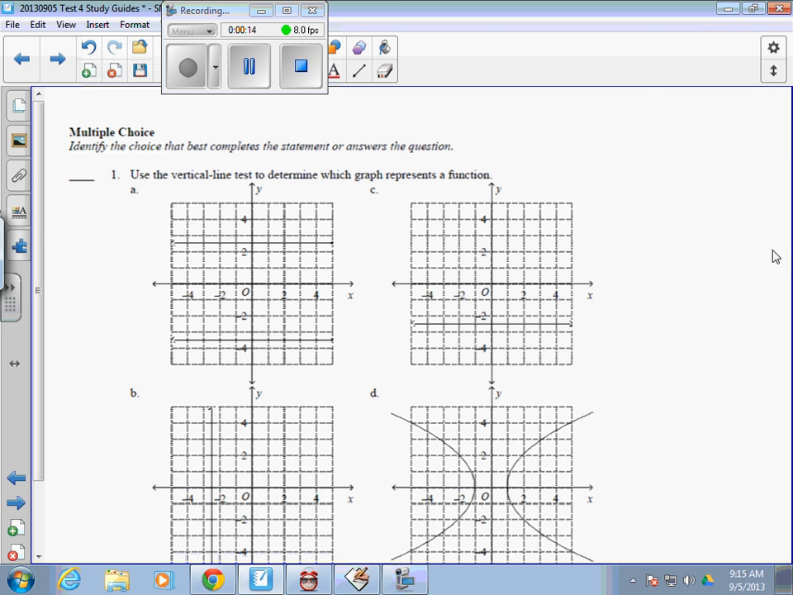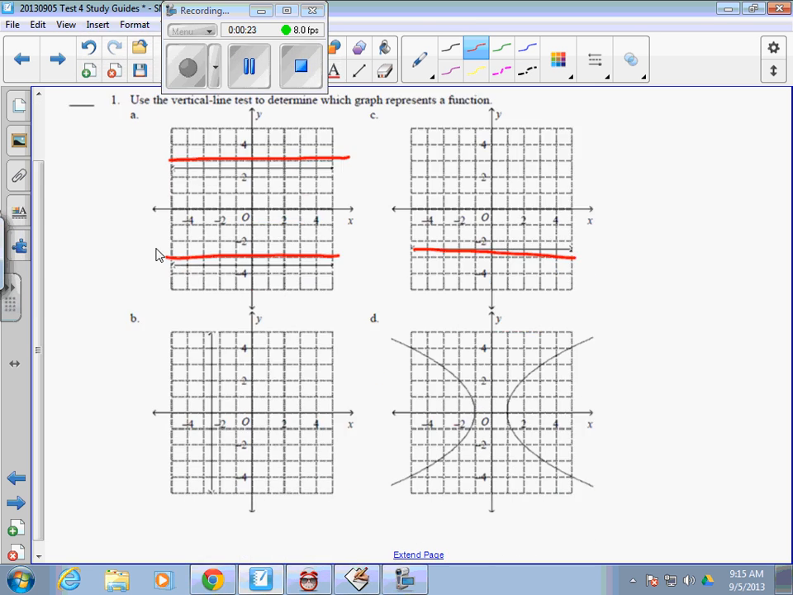Then your lines, I drew them in there for you guys. On the first one, there's two lines that go like that. On C, there's a line that goes like that. On B, there's one that goes this way, and then you have the two curved lines for letter D.